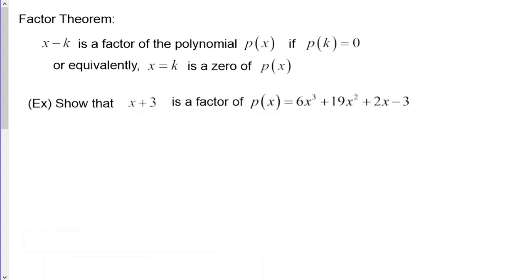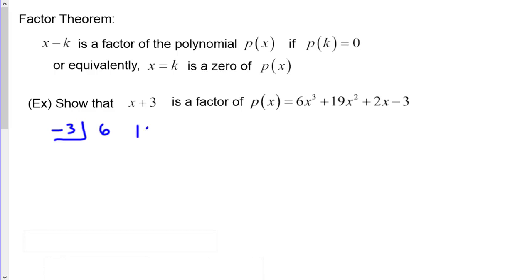So let's start off by showing that x plus 3 is a factor of p of x equals 6x cubed plus 19x squared plus 2x minus 3. Well, I could plug negative 3 into my polynomial and evaluate it. However, we learned in the last section that you can do the same thing more easily by using synthetic division. So that's what I'm going to do.